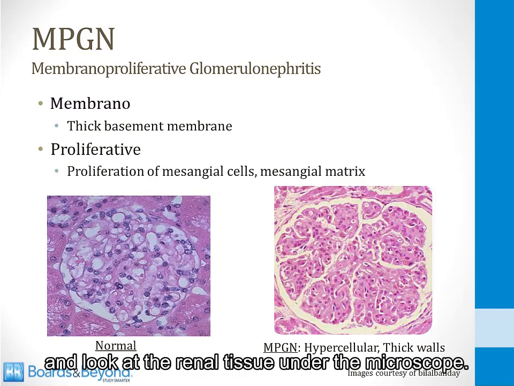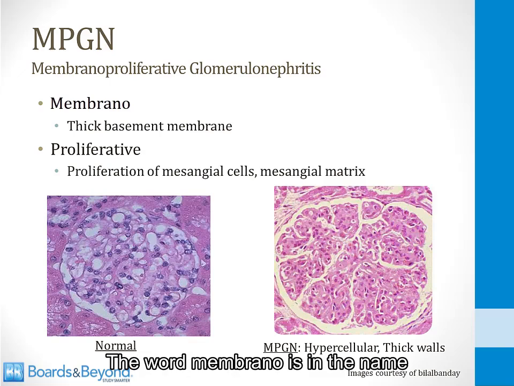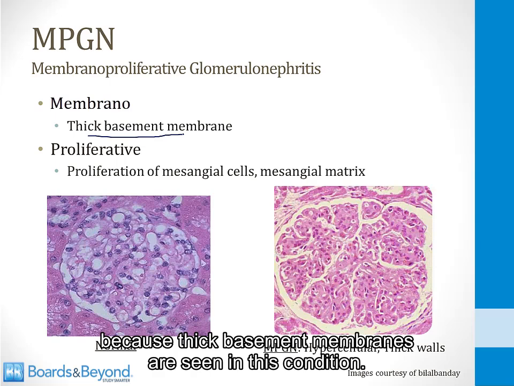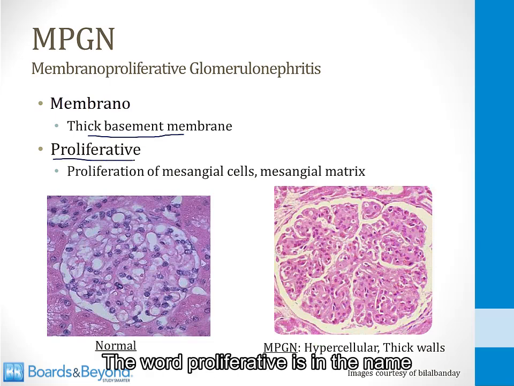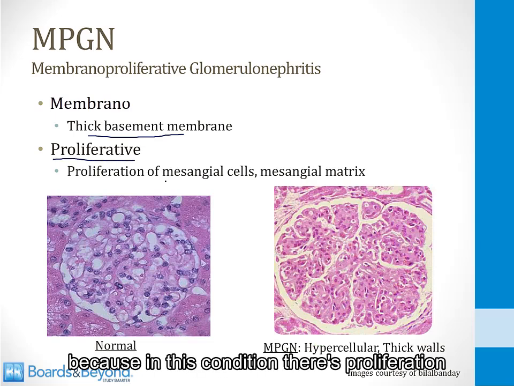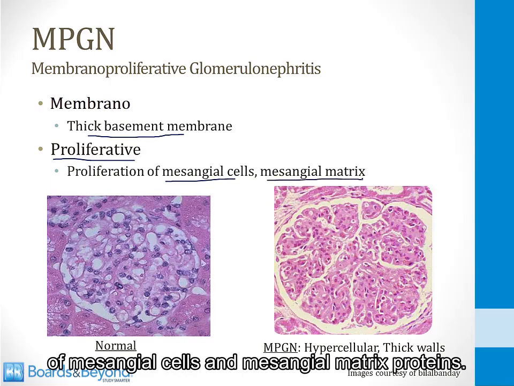MPGN gets its name based on what you see when you perform a renal biopsy and look at the renal tissue under the microscope. The word membrano is in the name because thick basement membranes are seen in this condition. The word proliferative is in the name because in this condition there's proliferation of mesangial cells and mesangial matrix proteins.